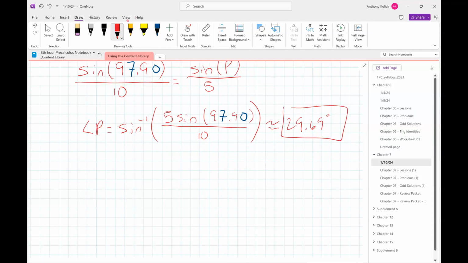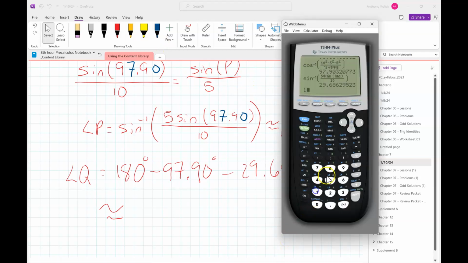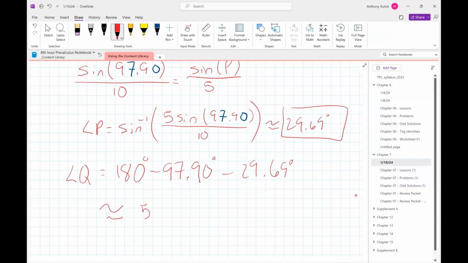It's angle P. How am I going to find angle Q? Well, I've got two angles now, so I'm just going to subtract those from 180. And I get 52.41. How do you guys feel?